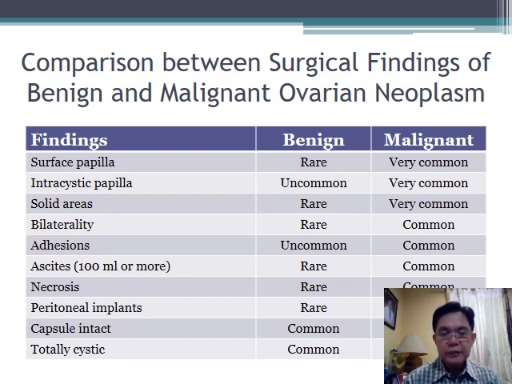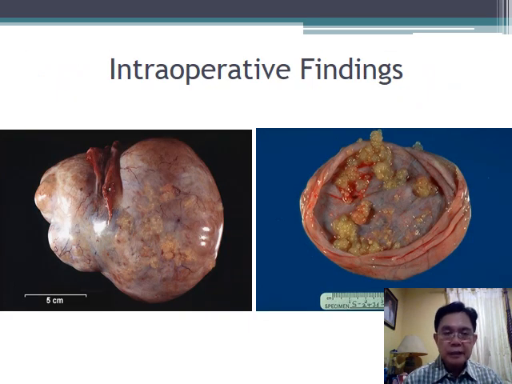So based on your surgical findings, you can have an idea whether you are dealing with a benign or malignant ovarian tumor. So this is an example of an intraoperative finding of an ovarian tumor. You will see that the ovarian cyst has a smooth capsule. Okay, so there are no papillary excrescences at the surface of the ovary. So if you follow the staging that we mentioned earlier, grossly, this might be a stage 1 disease because there are no papillary growths.